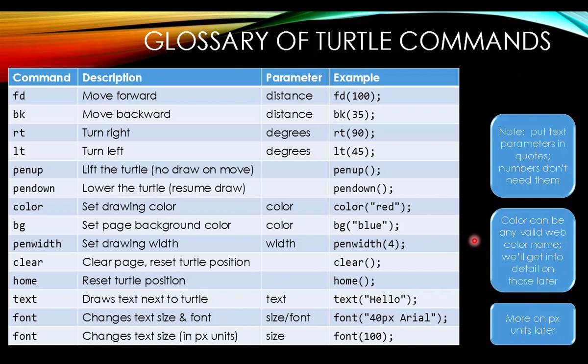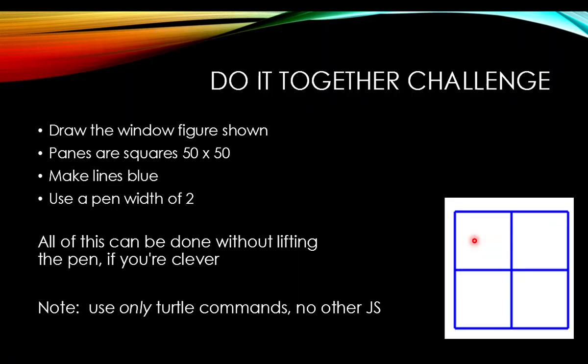All right, so one thing that we want to do is consider this as a challenge. We want to draw this figure. So together, let's think about that. We want each of these panes to be 50 by 50. We want this to be blue. We want a pen width of 2, which is a little bit thicker. And if you're clever, you can draw this whole thing without lifting the turtle, right? Without lifting the pen. And we want to use only turtle commands. Some of you are clever, and I know you want to do other programming here, but don't. We're not ready for that yet. So we want to use only turtle commands to do it.